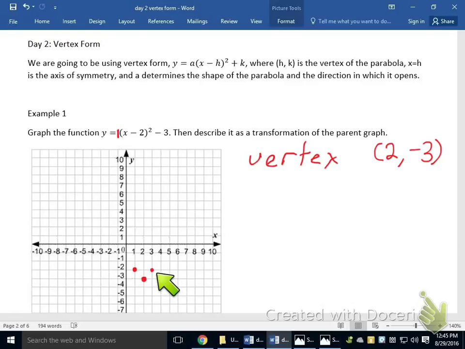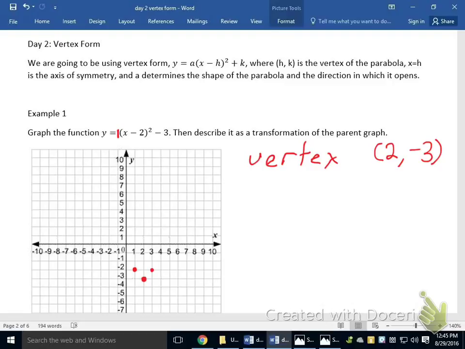This point on my parent graph is related to (1, 1). This one's related to (-1, 1). They've just been shifted from (1, 1) to the right 2 units and down 3 units to become this point. Each point undergoes this transformation right here.